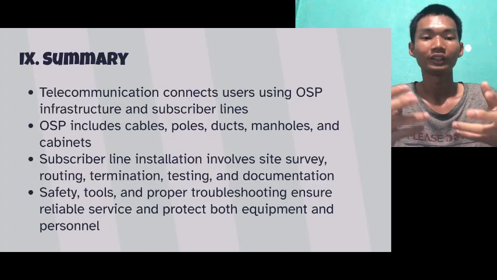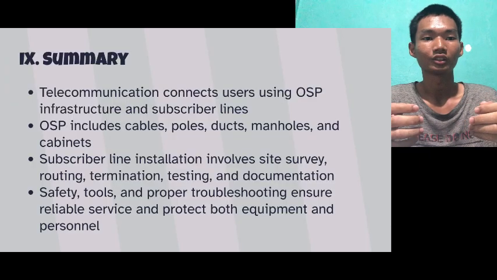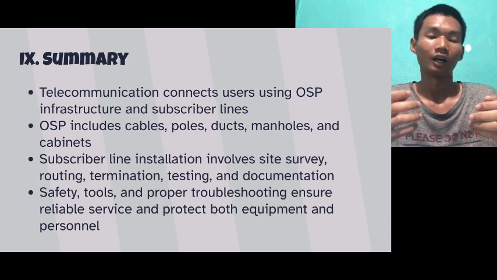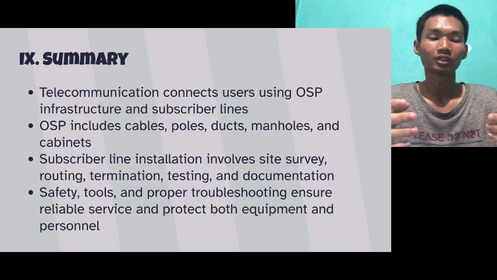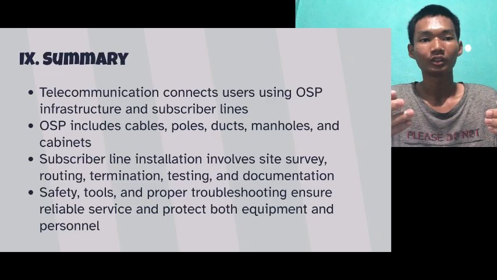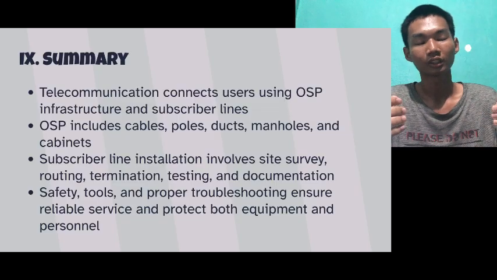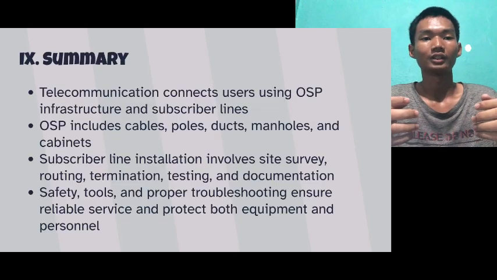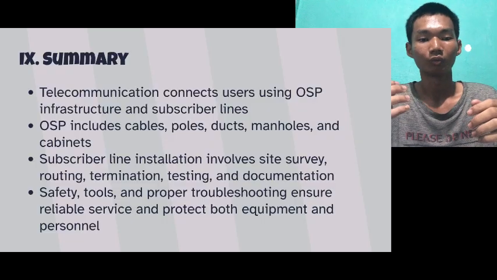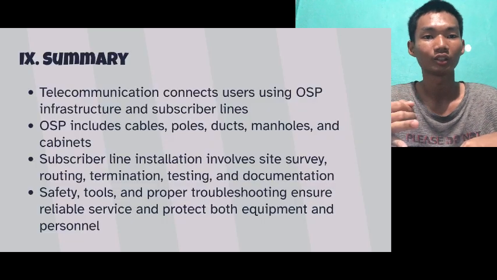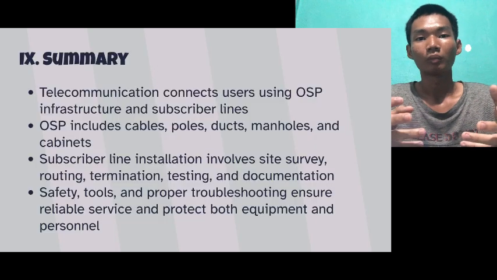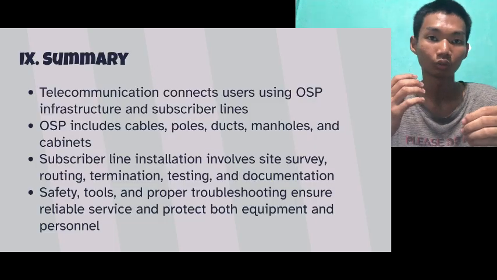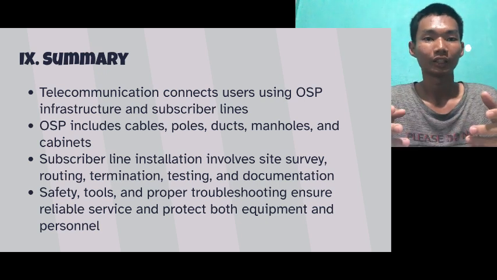The core of telecommunication relies on a robust OSP, or outside plant, infrastructure: a network of poles, ducts, and cables to bridge the gap between the provider and the end user. Successful subscriber line installation is a precise process involving careful site surveys, secure termination, detailed documentation, all while prioritizing safety and proper tool usage to protect the personnel.